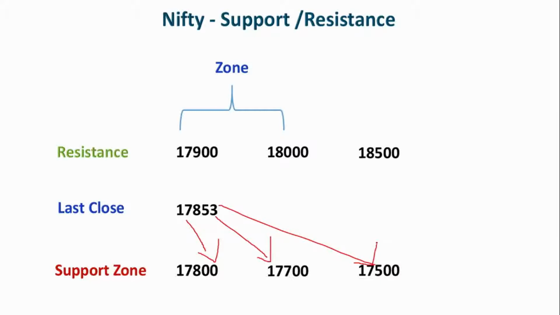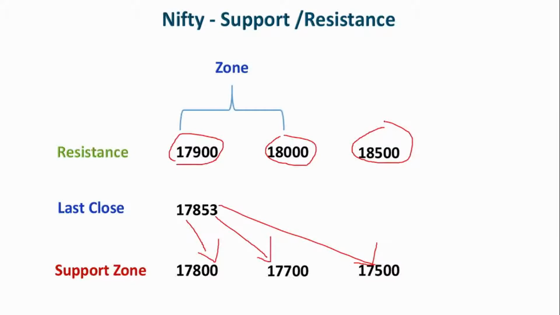When prices come to these levels, you can customize your trade accordingly, especially if you're a day trader. We can also find immediate resistance at 17,900, 18,000, followed by 18,500. 17,900 and 18,000 act like a resistance zone. So these are the very important support and resistance levels of the Nifty. Please make a note of them. That will be very helpful to customize your trade for the upcoming week.